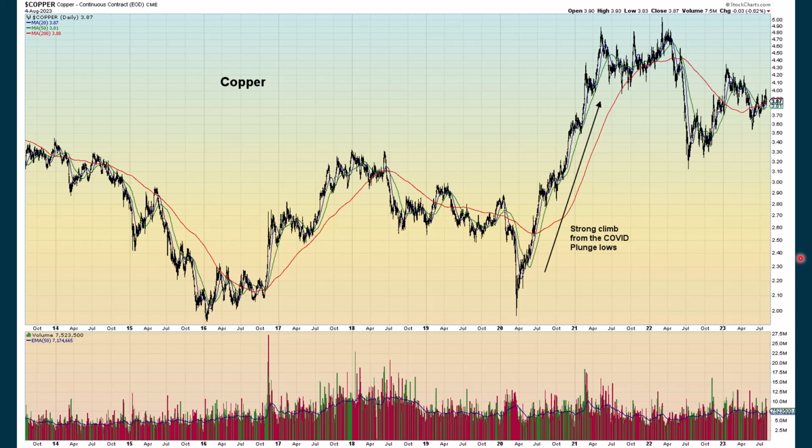Keeping an eye on copper. When copper is doing good, that means that economic forecasts are generally more positive. When copper is really struggling, that can mean weaker economic forecasts going into the future. On the daily chart, we did see a death cross here, and we're just getting ready to see a death cross on the weekly chart.